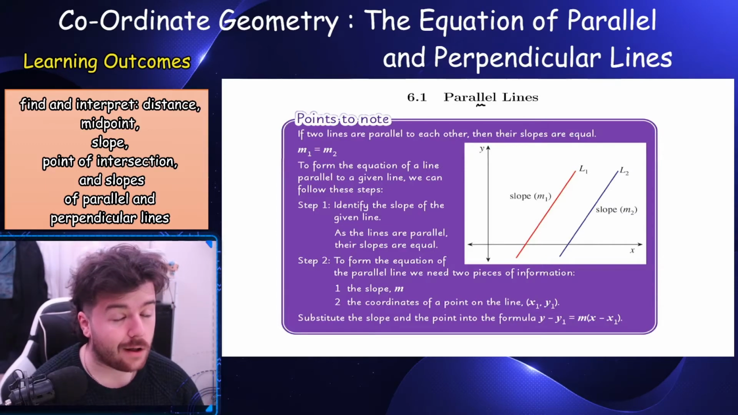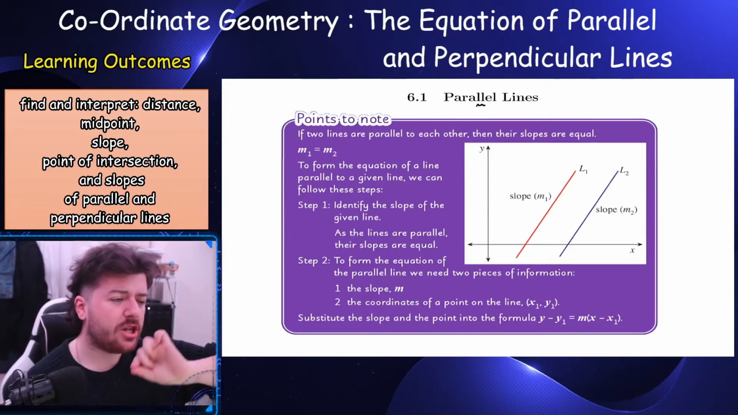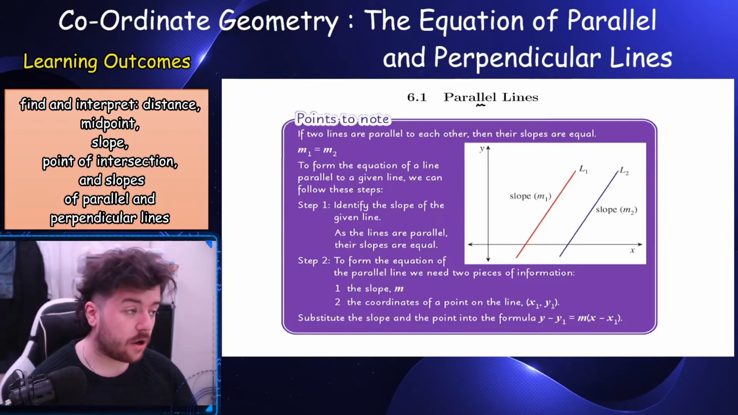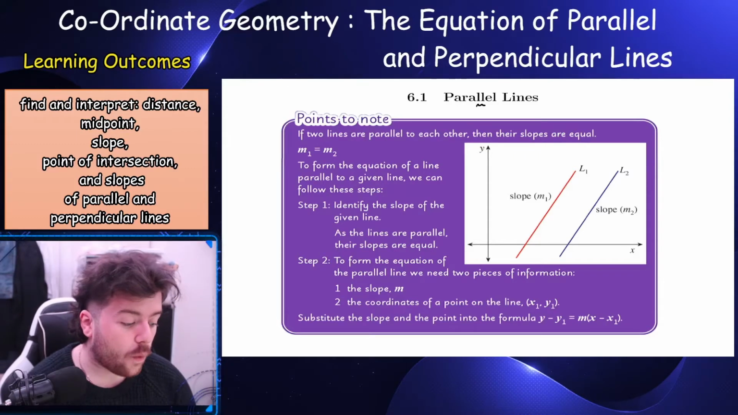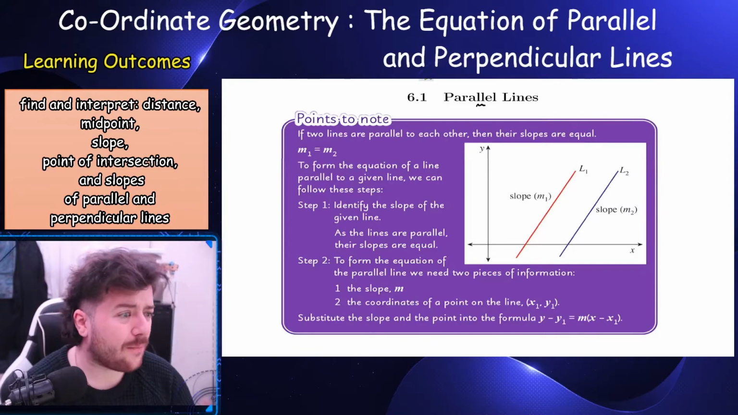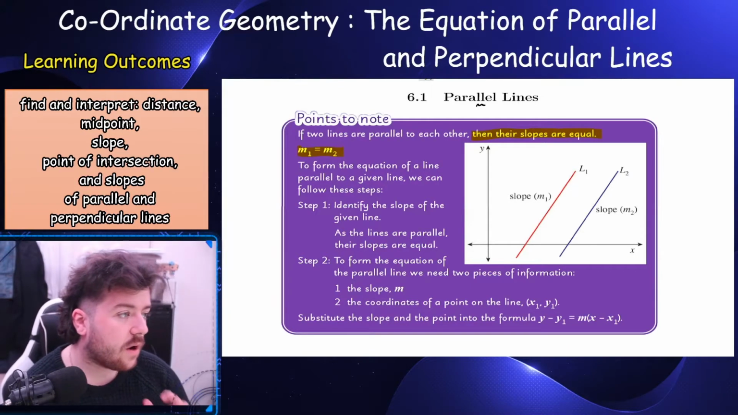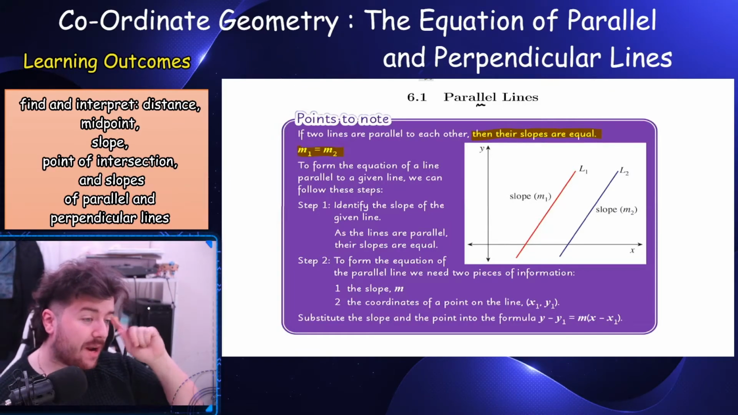So, as you may recall, parallel lines are lines that will never meet. You can stretch them out forever and ever and ever, but they will never cross or touch each other at all. So, if two lines are parallel to each other, we know that their slopes are equal. So if two lines are parallel, their slopes are equal to each other. That is very important information we need to answer questions like this, right?